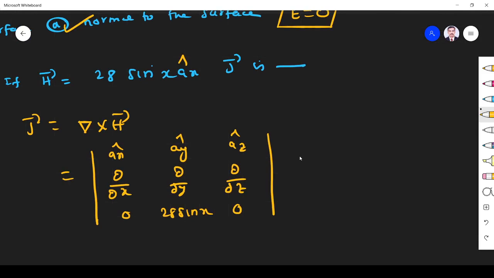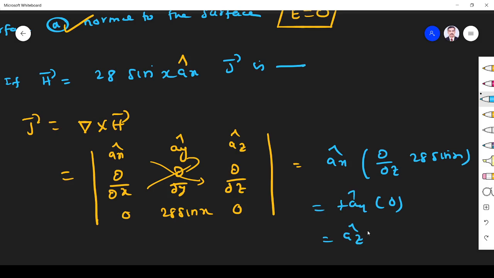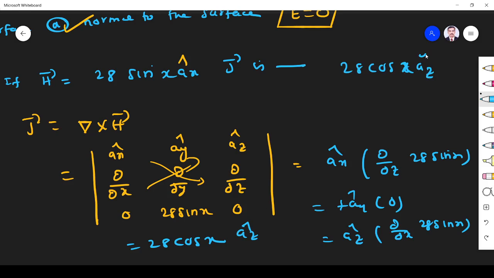So if I simplify, for a_x, it will be dou by dou z of 28 sin x, which is 0. For a_y, 0. For a_z, dou by dou x of 28 sin x, so that is equal to 28 cos x. So the answer is 28 cos x a_z.